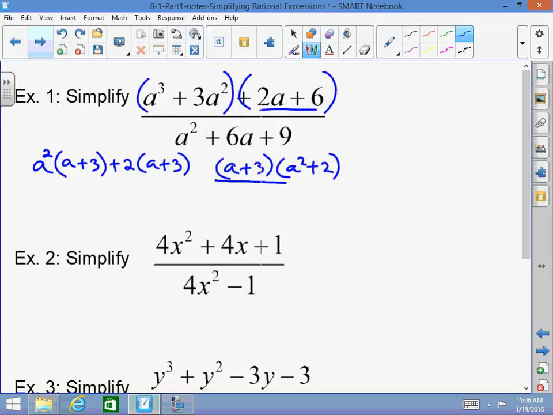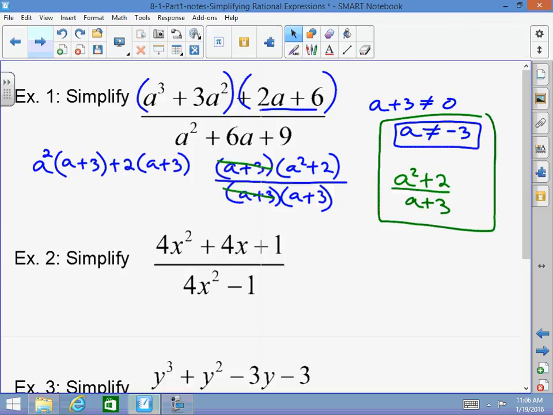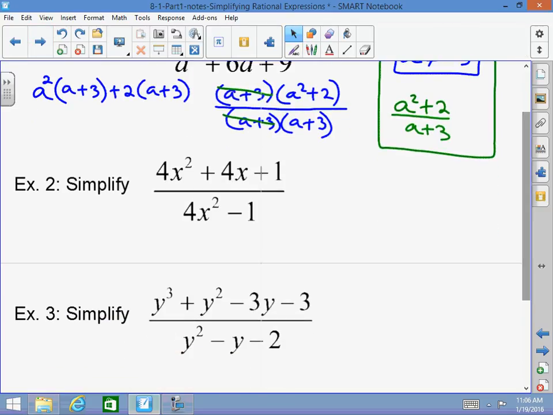Please remember your factoring skills. The denominator factors out to be a plus 3 times a plus 3. Set the denominators not equal to 0 to find my undefined values. So a cannot equal negative 3. That's my undefined value. And now simplify. An a plus 3 cancels out with an a plus 3. So my answer is a squared plus 2 over a plus 3. I have my simplified answer, and I have my undefined values.